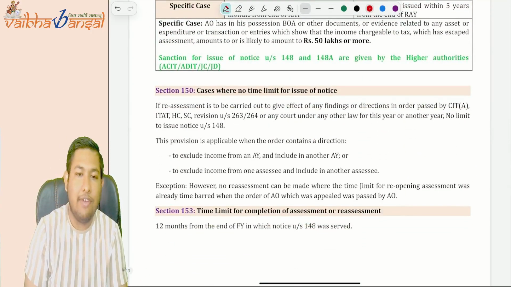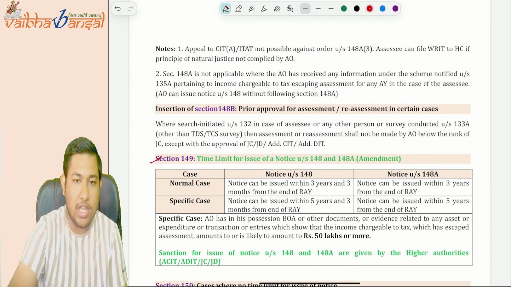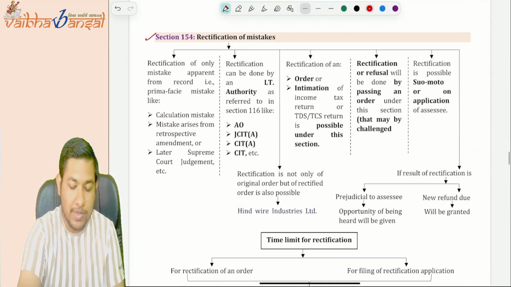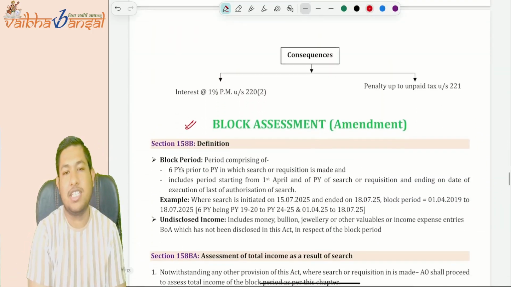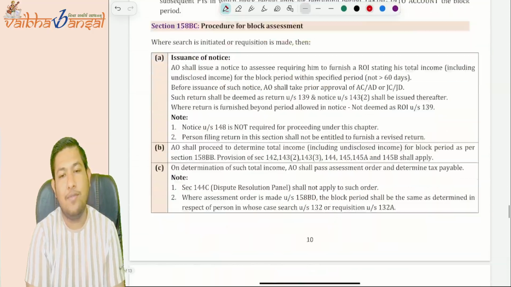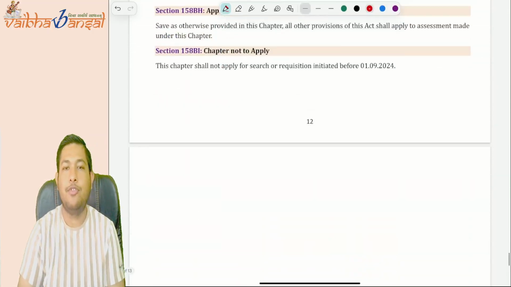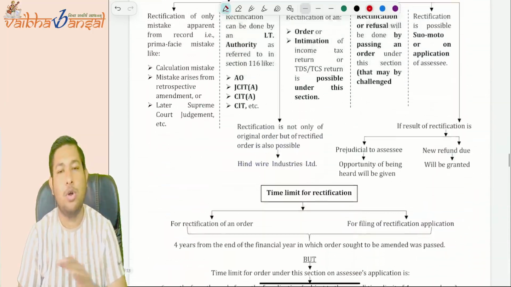And after that, 149 is also a part of 147, 148, that is a reassessment. And after that, there is a rectification of mistake, a small section, notice of demand, and then this particular block assessment will come to your part, and we will understand this whole block assessment without the help of notes only. We will understand it in brief, what it is all about.